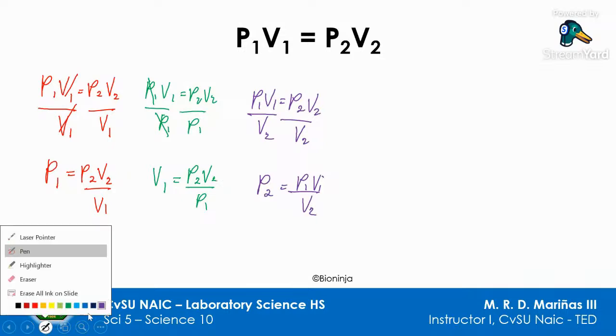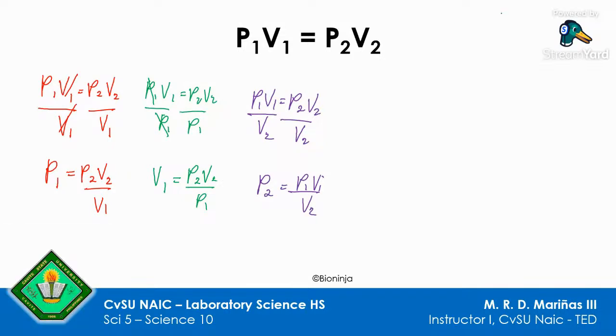And finally, if you're looking for the final volume naman, ganun din lang po ang gagawin natin dyan. You're just going to have P1 V1 = P2 V2, and to determine the final volume, divide both sides with P2. So cancel, cancel, you have V2 is equals to P1 V1 over P2.